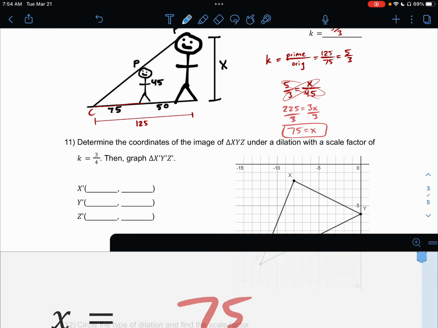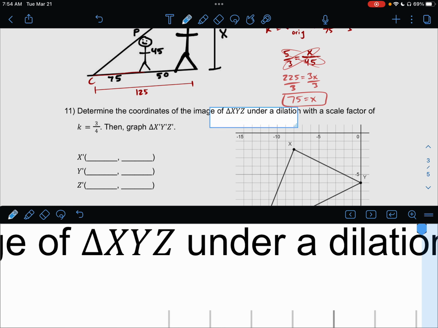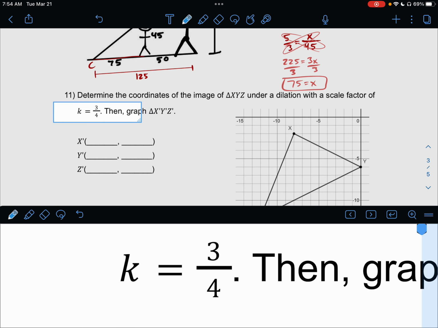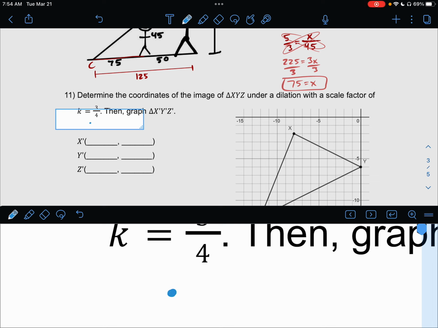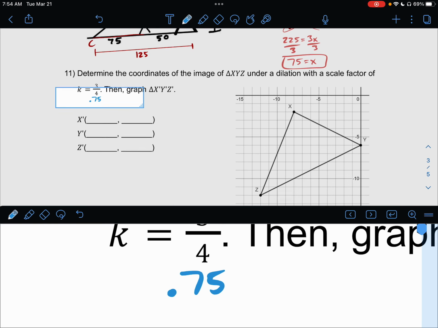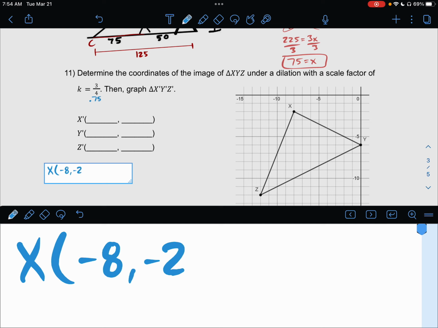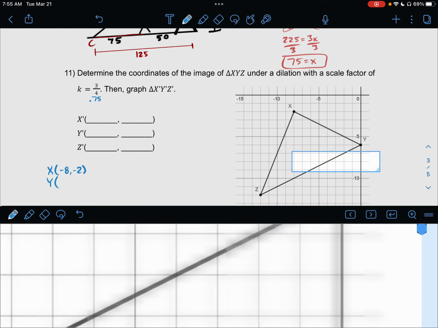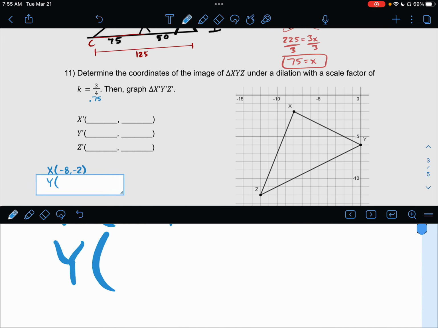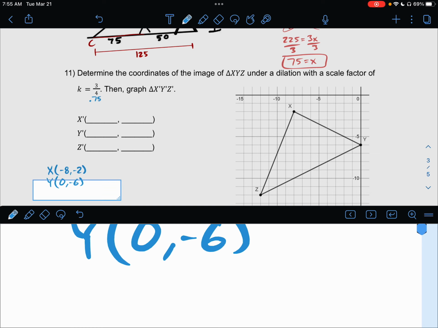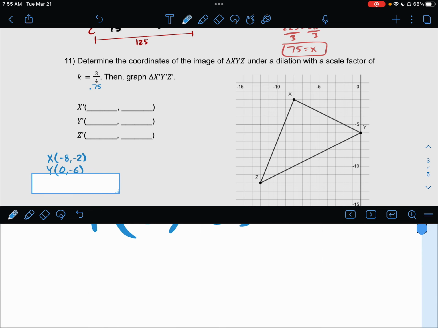Okay, number 11. Determine the coordinates of the image of triangle XYZ under dilation with a scale factor of k equals 3/4. You might not know what that is, so I'm typing 3 divided by 4 in the calculator, and I'm getting 0.75. A dilation means I'm going to be multiplying all the coordinates by the same number, and that number is going to be 0.75. First I need to find the coordinates of x, y, and z. X is at -8, -2. Y is at 0, -6. And z looks like it is at -12, -12.